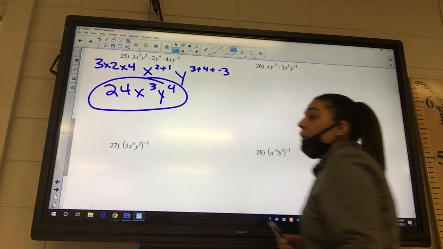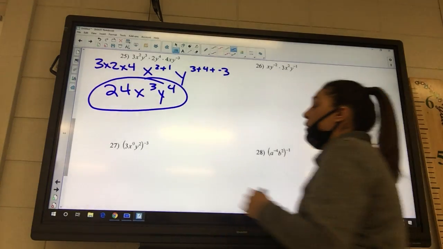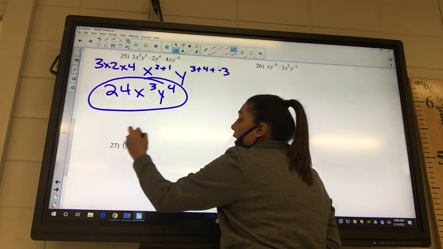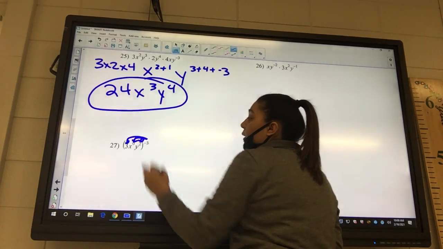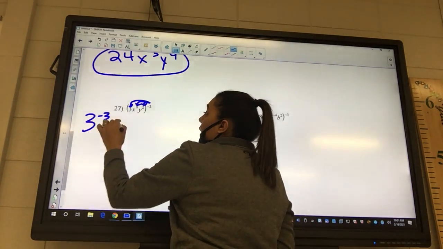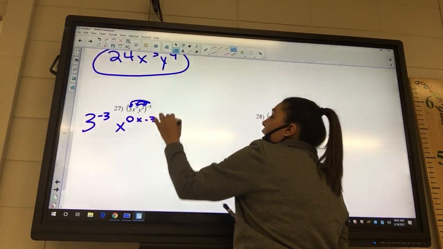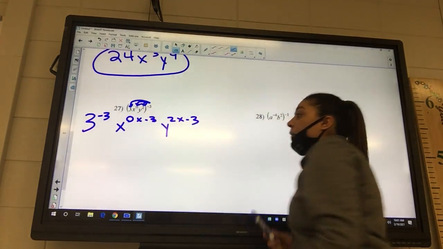Okay, 27, what kind of rule is that? Power rule, okay? We multiply the exponents. So you need to distribute this to every number. So you're going to have 3 to the negative 3, x to the 0 times negative 3, y to the 2 times negative 3.